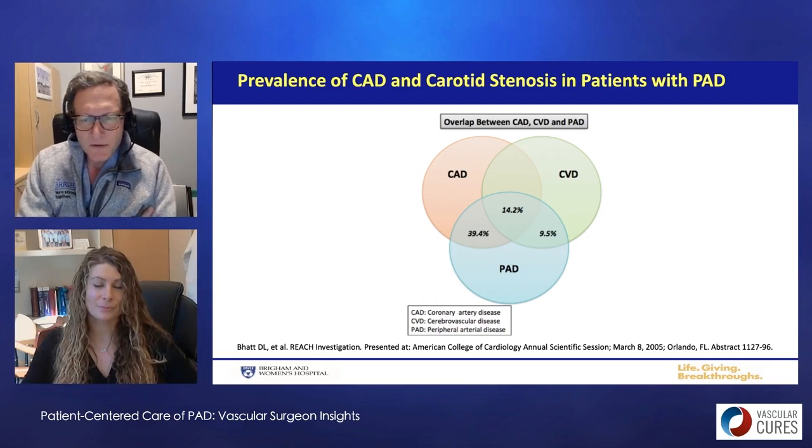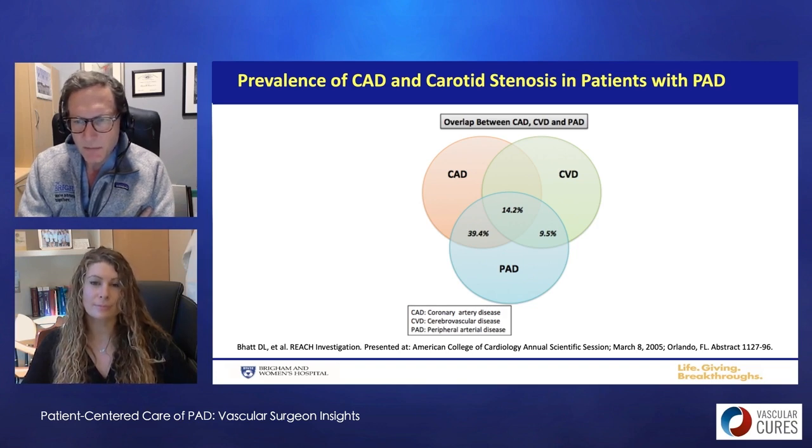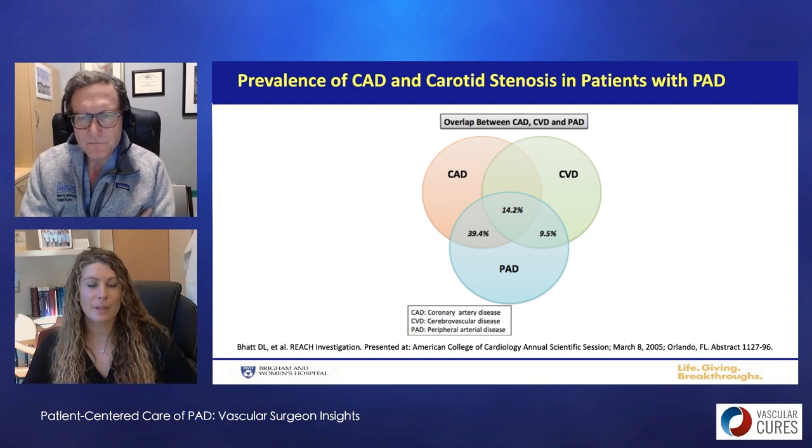So want to just switch gears a little bit, Claire, and talk about a subcategory of folks with peripheral arterial disease that we're seeing more and more. It's this concept of polyvascular disease. What are your thoughts on that? Are you seeing that a fair bit as well, and if so, do you approach these patients any differently?